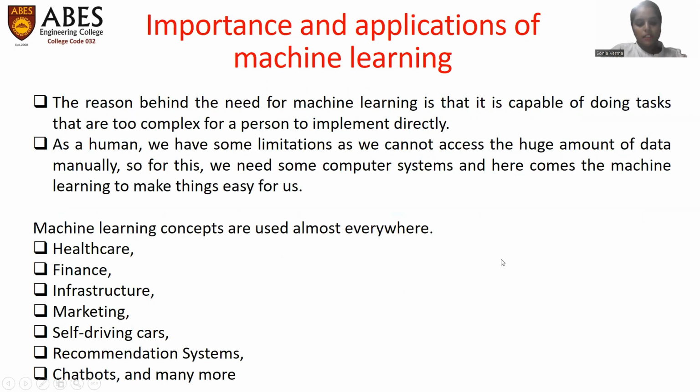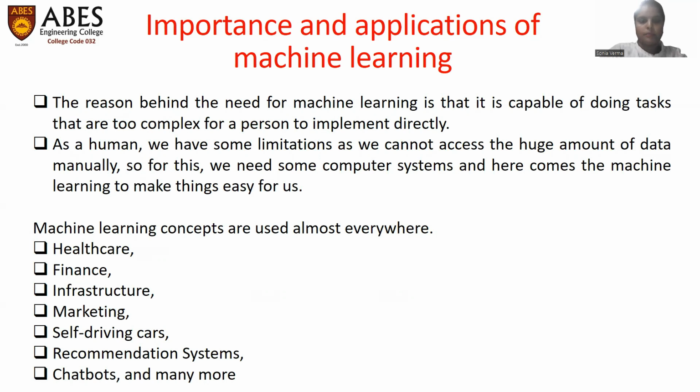So next comes the importance and application of machine learning. Now, why is machine learning important in our life? As we see, there are some reasons: humans have limitations, but machines do not have limitations. If we talk about calculation, humans are very much restricted and cannot do large calculations, but machines can. Machines are capable of doing complex activities also.